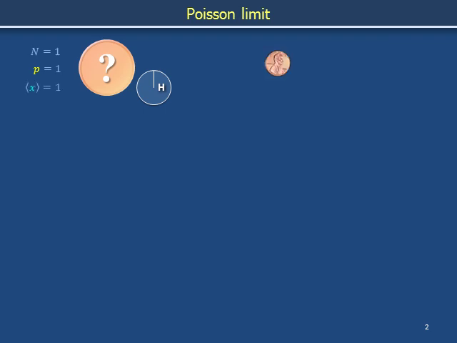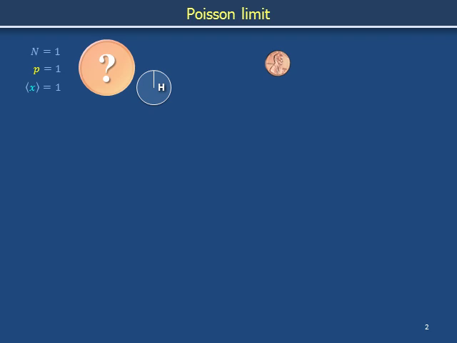To become acquainted with the Poisson limit, we will concretely illustrate three situations that are parts of a limiting process. In the first situation, we consider a Bernoulli trial, meaning tossing a coin once. This is a trick coin. It is unfair. P equals 1, meaning that there is only one outcome, heads, and so the expectation of the number of heads per toss is 1.